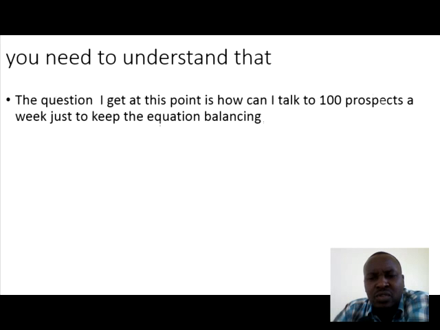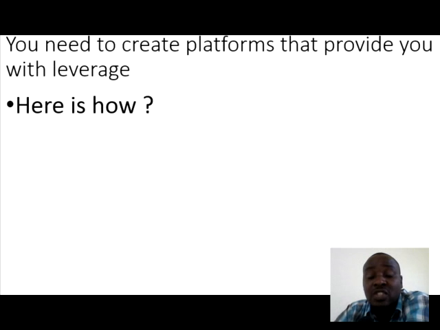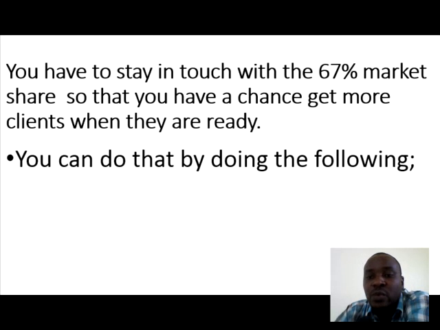Yes. How do you do that? How do you meet 100 people on a daily basis? Well, I'm glad you asked. You create platforms that provide you with leverage. So here's how to do it. You have to first of all position yourself to stay in touch with the 67% of the market that may not be actively looking for your product right now, but in the near future will be interested in buying your insurance product from you.